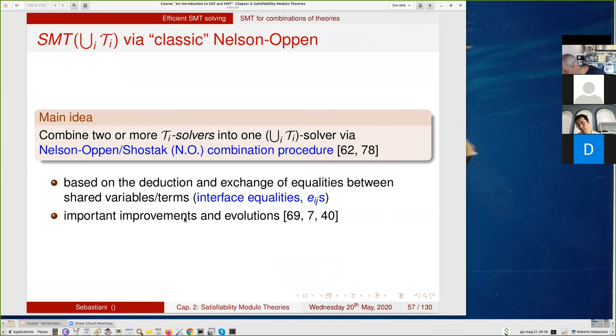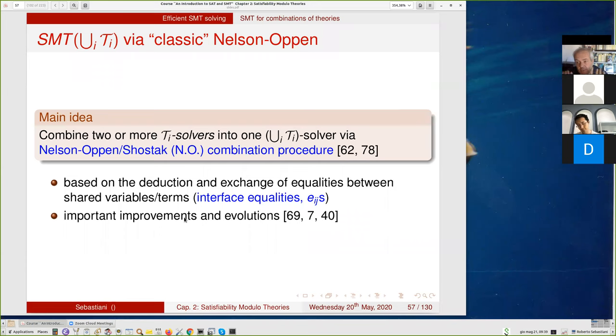Now let's see Nelson-Oppen, the classic technique. This was found by Nelson and Oppen in the 80s. By the way, they won the Herbrand Award for their work. The idea is how to combine decision procedures for conjunctions of literals into one, and Shostak then made a further variant of that. All of it is based on the notion of interface equalities.